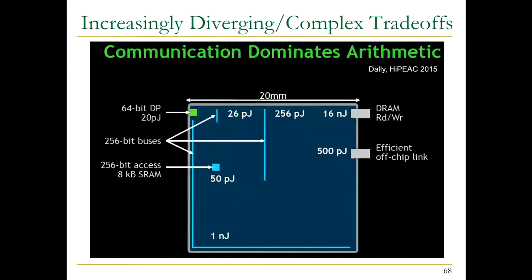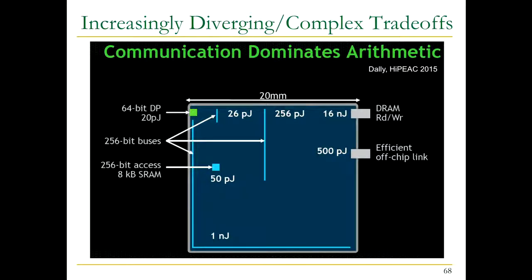I'll give you one example trade-off that has changed a lot over the course of computing. In the past, like 40 years ago, computation was expensive. If you wanted to do a double precision floating point computation, it was perhaps the most expensive thing in the system. Today, the tables have turned a little bit. This is a slide from Bill Dally, who is the chief scientist of NVIDIA right now, and also a professor at Stanford. Basically, he shows the energy cost of doing things on a chip.